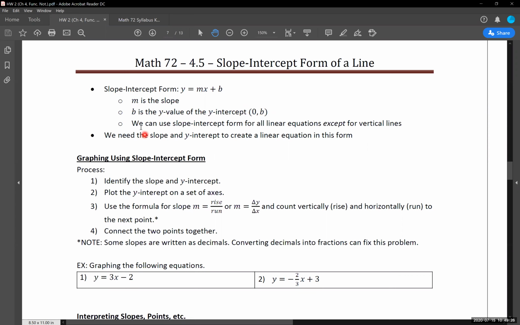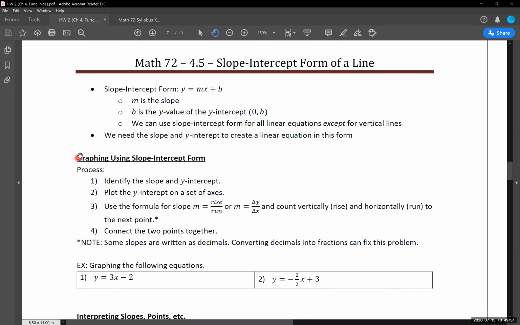So we can write and use the slope-intercept form for all linear equations except for vertical lines. Vertical lines, remember, that's one of those special forms. It's written out as x is equal to a number. And again, the big kicker on that: x is equal to a number, versus this one, y is equal to, and then a bunch of other stuff at the end of it.